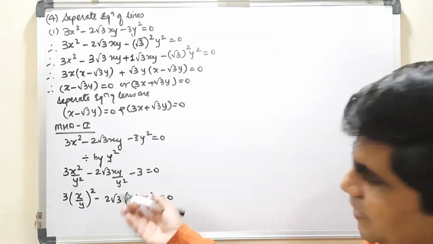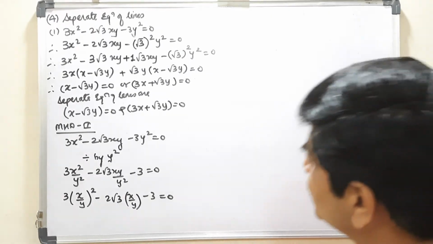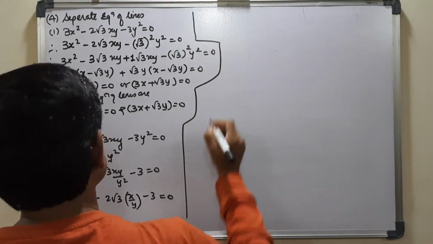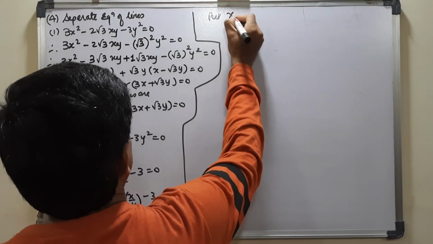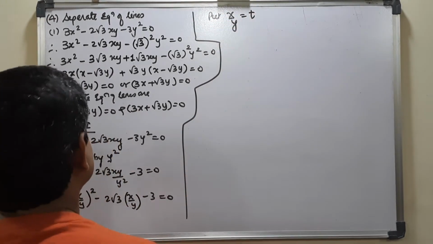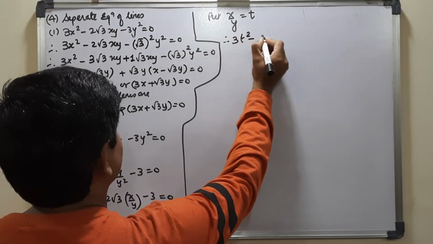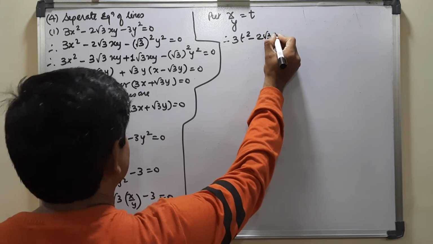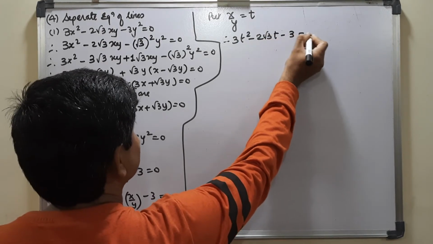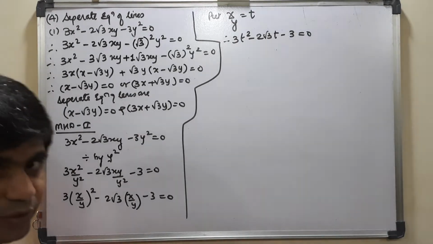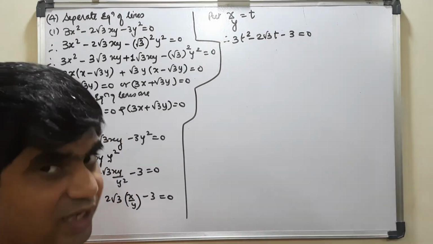It looks bad, so let us substitute something for it. Put x by y is equal to t. So finally you get 3t square minus 2 root 3 t minus 3 is equal to 0. Let me check it. 3t square minus 2 root 3 t minus 3 is correct. So it becomes a simple quadratic equation.